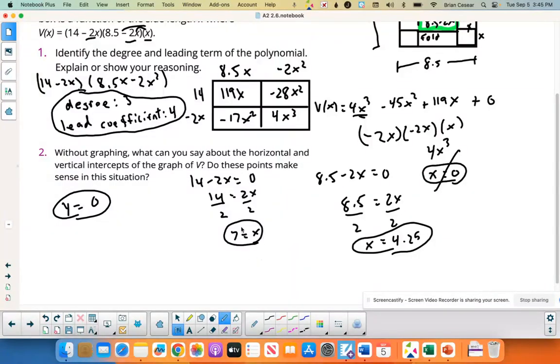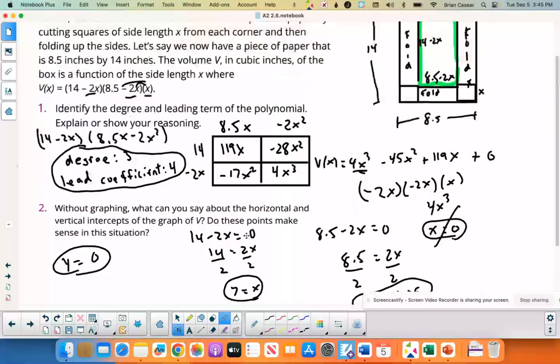Now, the same thing here with this one, 7. I only have 8.5 inches here on this side. So if I cut a square of 7 over here, and I cut a square of 7 over here, that's 7 and 7's 14.